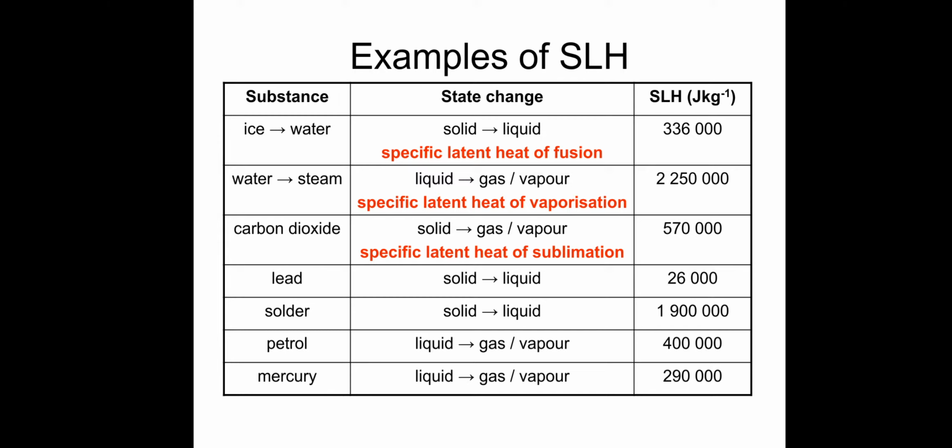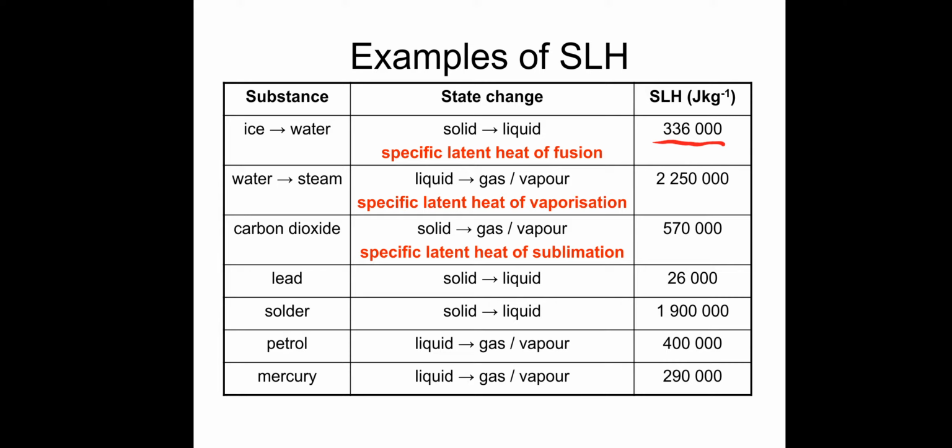So here are some examples of specific latent heat. As you can see, the top one is ice to water. The state change is solid to liquid, and when you go from a solid to a liquid, or from a liquid to a solid, that's called the specific latent heat of fusion. For ice into water or water into ice, the specific latent heat value is 336,000 joules per kilogram. So to convert 1 kilogram of water into ice, or 1 kilogram of ice into water, would require 336,000 joules of energy.